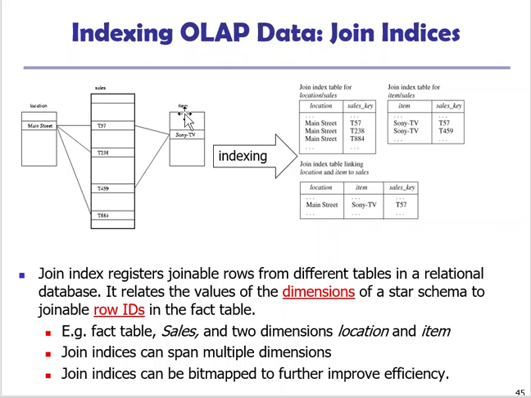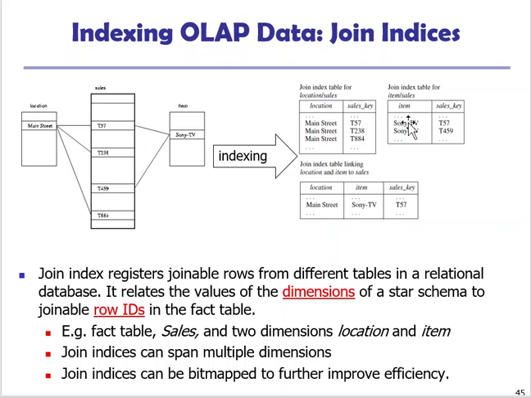Similarly, another dimension we have is item, and some sales involve this item, Sony TV. Again, instead of having to go to the item key to find this Sony TV, we directly create an index to put the sales key alongside the matching item. So Sony TV was involved in those 2 sales records, and so those are the rows in the sales table.